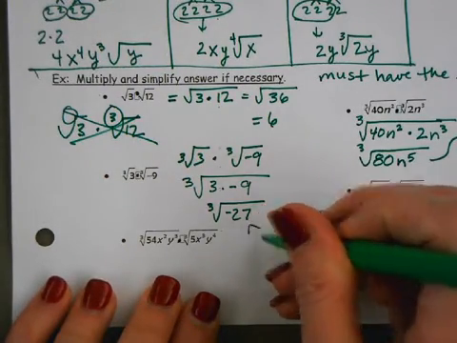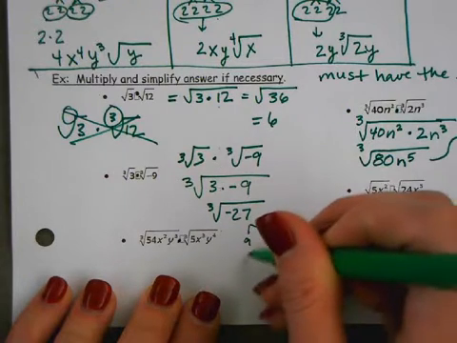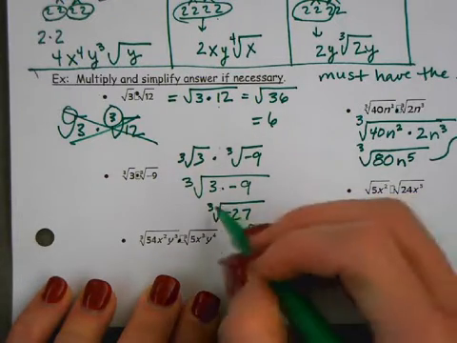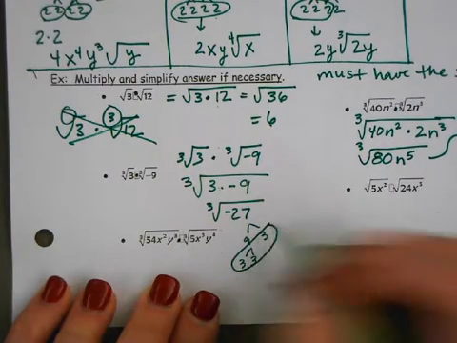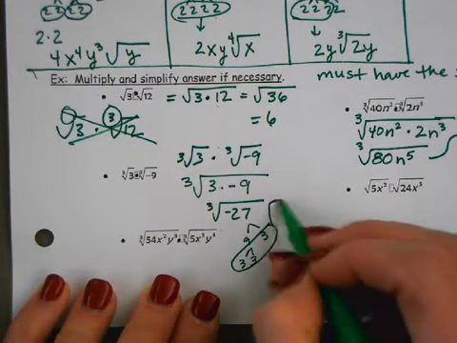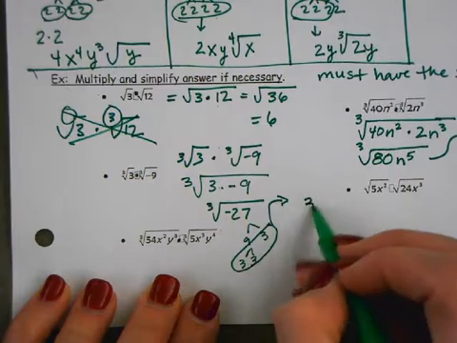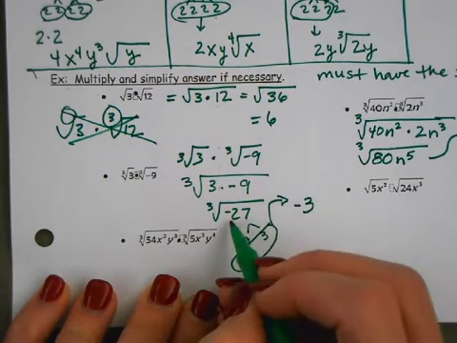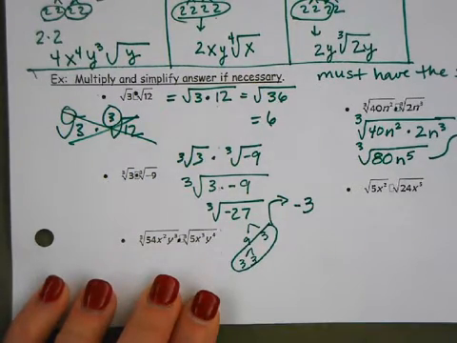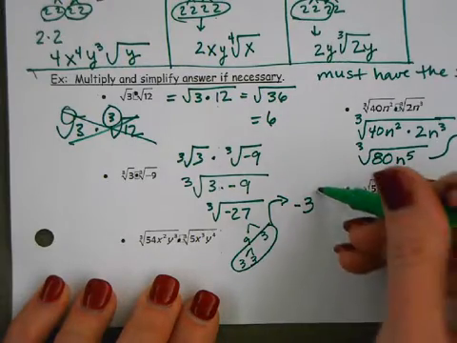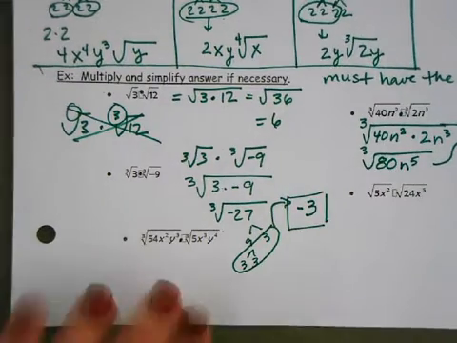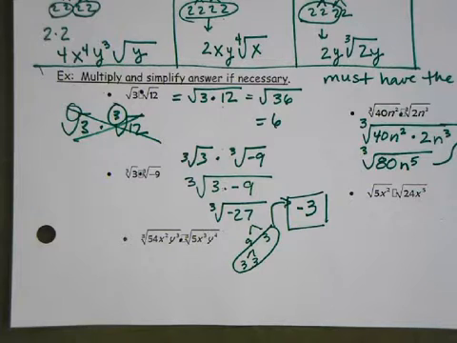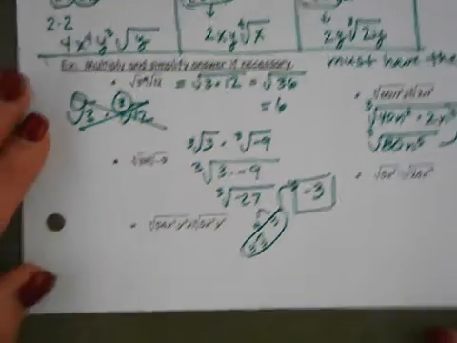So then -27 can be broken down to 9 and 3, and 3 and 3. I'm looking for 3 of a kind. I have it right there. I pull it out. What do I need my 3 to be, though? Positive or negative? It needs to be negative because it's a -27. Make sense?